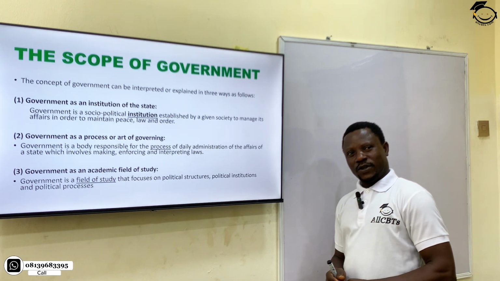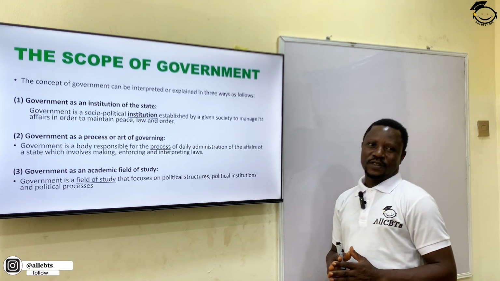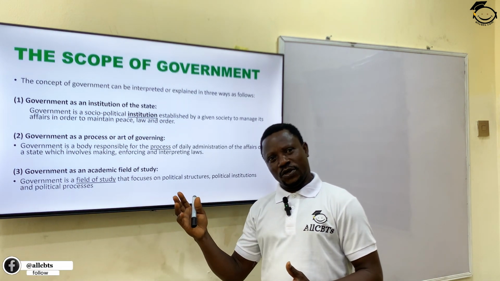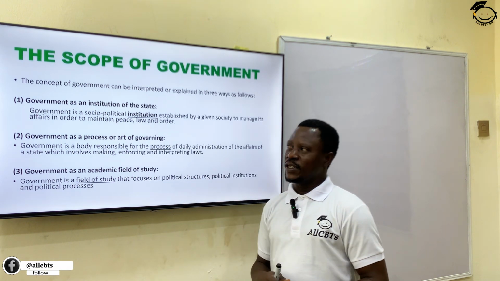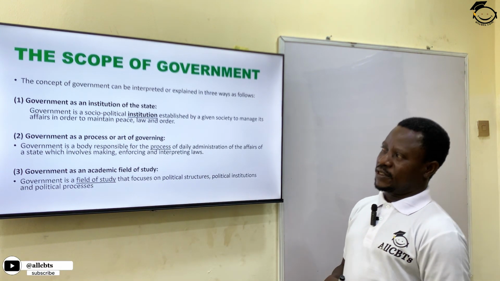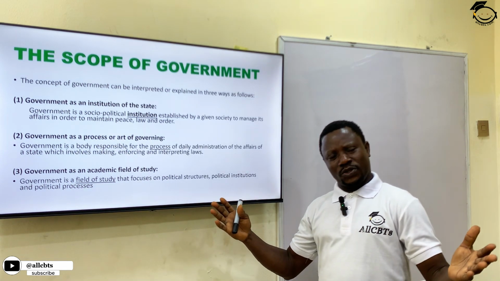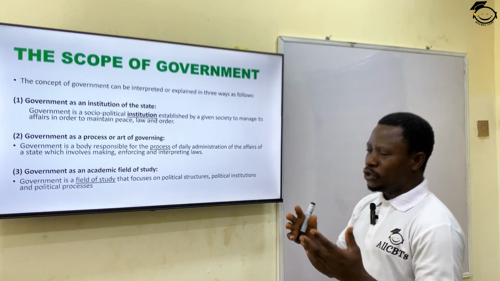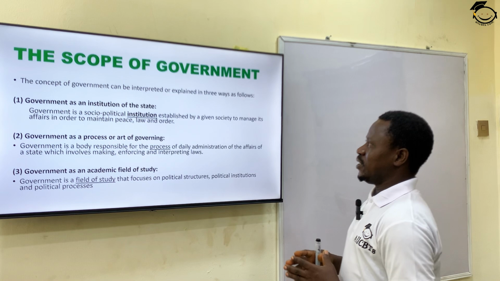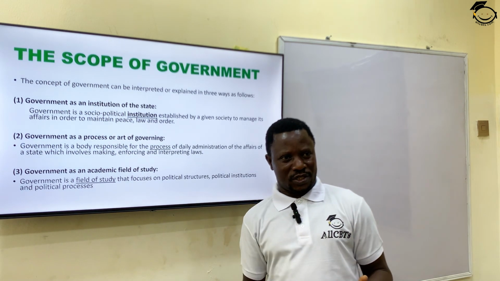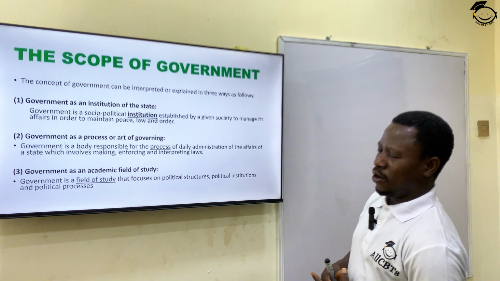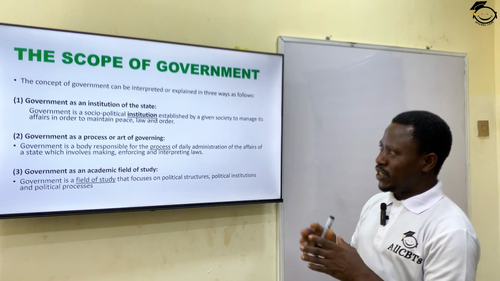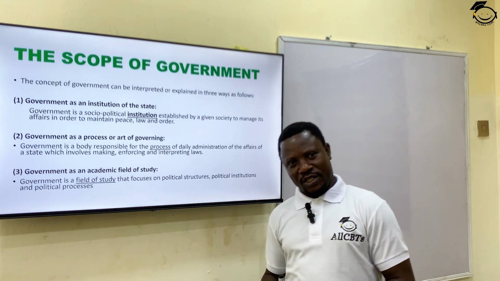Now, students, we are looking at the scope of government. The scope has to do with the area covered by government. From the definition we just saw in the previous slide, we said that government is an institution of the state. We have many institutions in society, but government is a socio-political institution, by which a given society is managed. The affairs of the society are managed by that government. Maintaining peace, law, and order is done by the government, not by any other institution in the state.